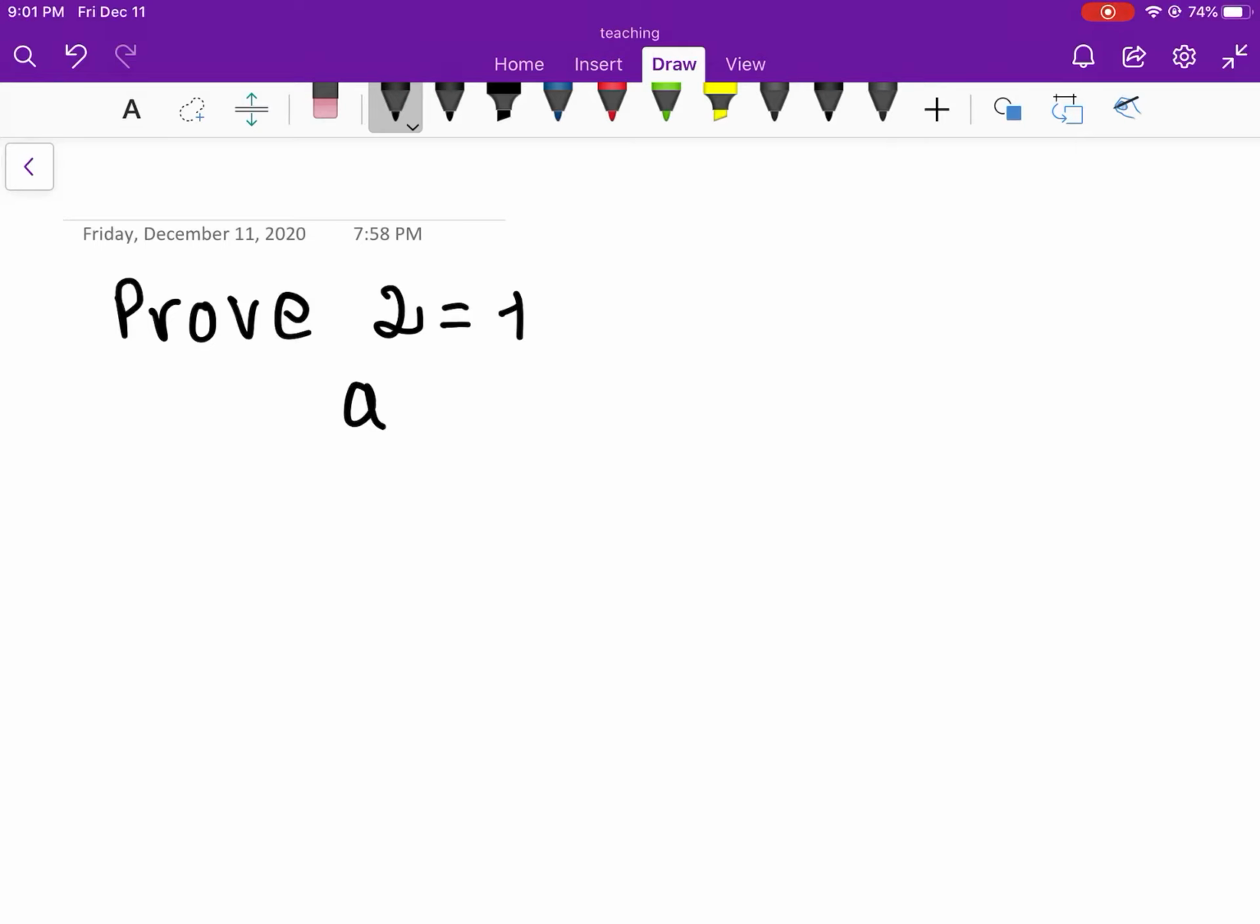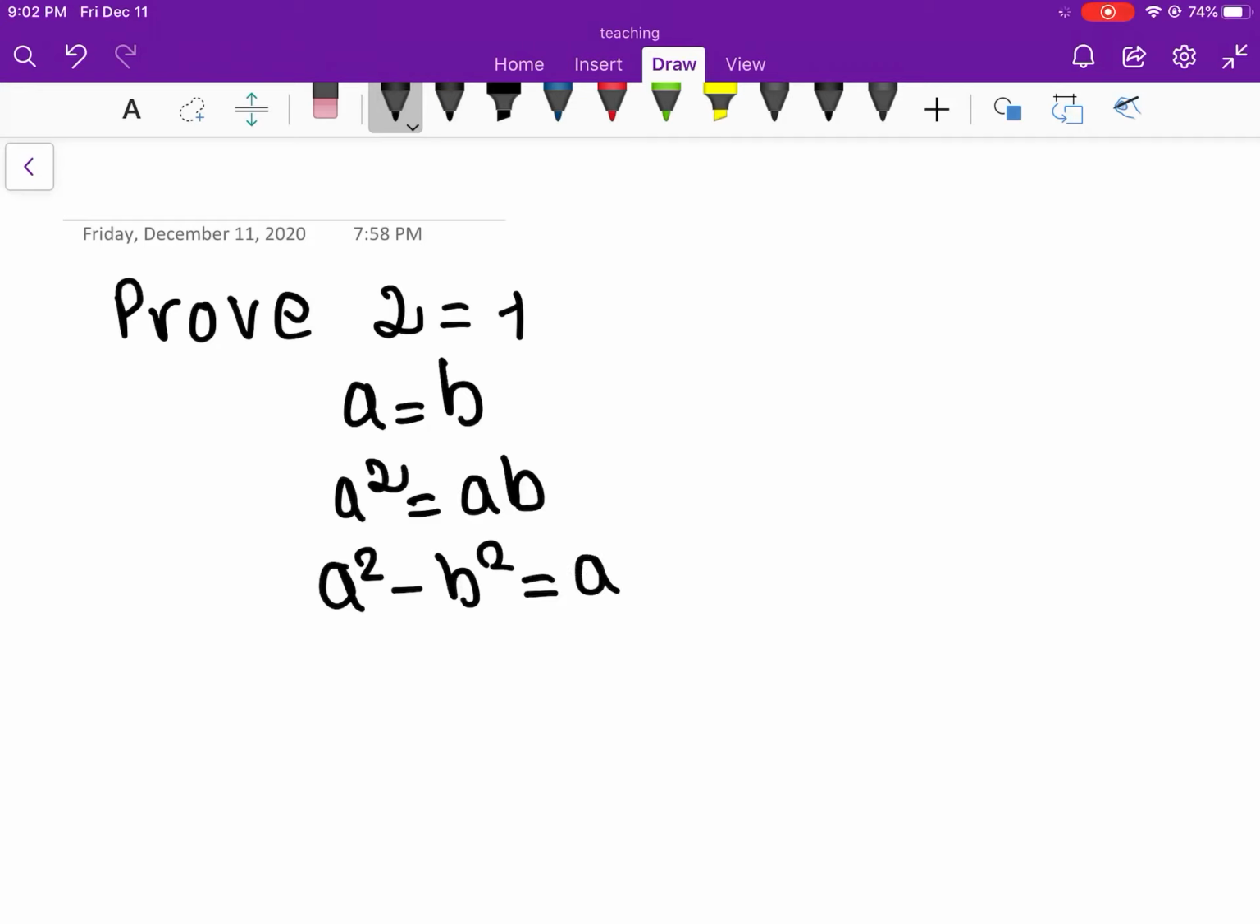So first of all, let's denote A equals B, and then I multiply A by both sides. So A squared equals A times B. And then I subtract B squared from both sides: A squared minus B squared equals A times B minus B squared.